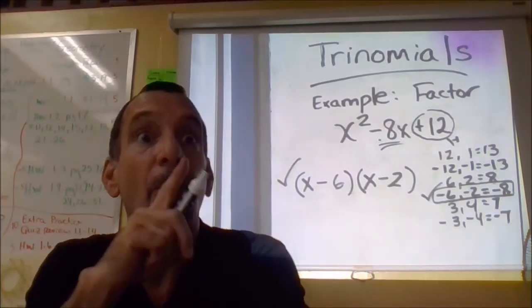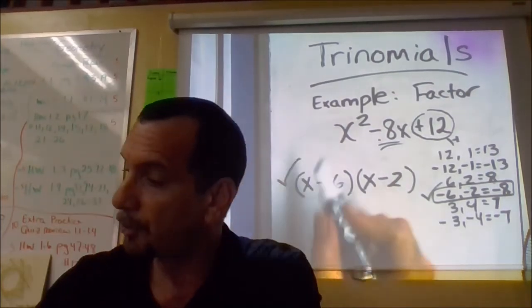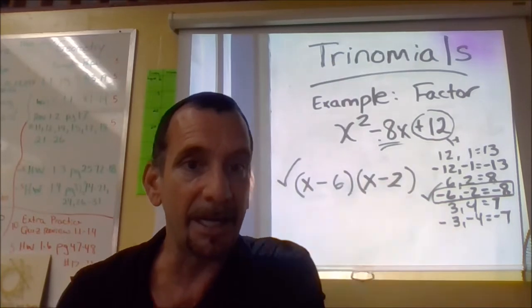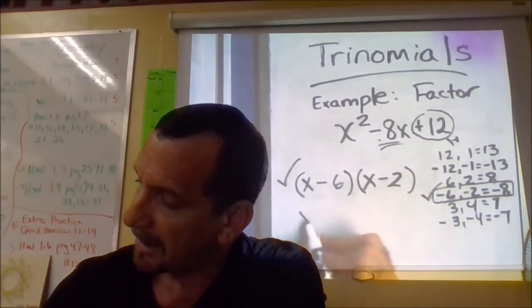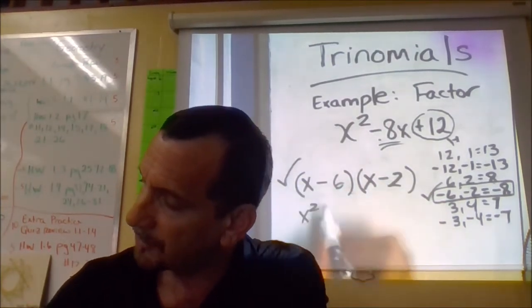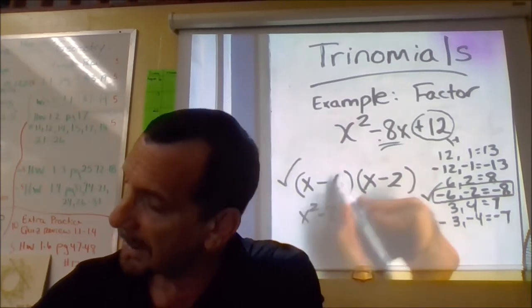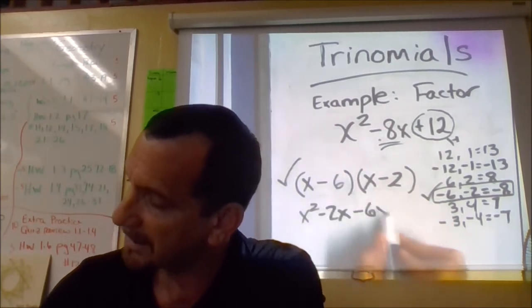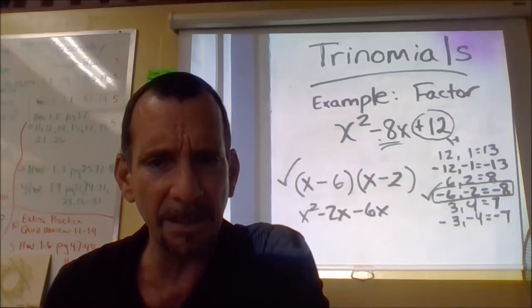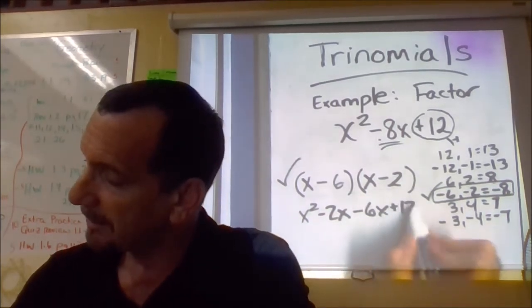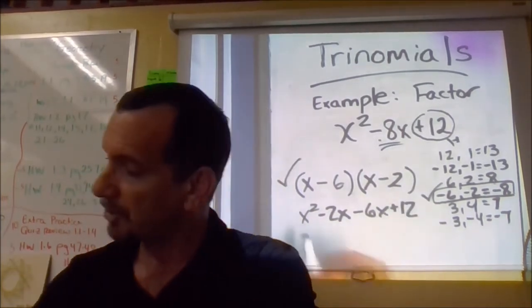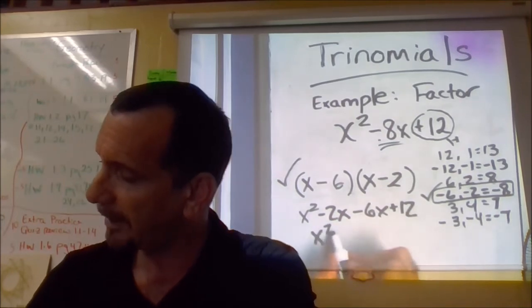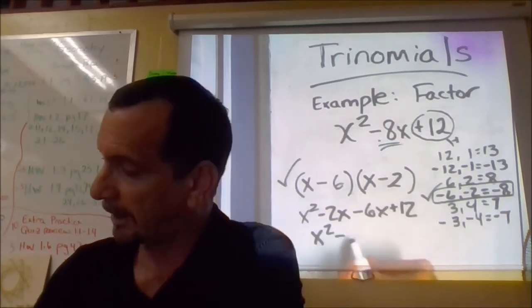Now you remember FOIL? FOIL, you could check your answers. What's x times x? X squared. What's x times negative 2? Minus 2x. What's negative 6 times x? Minus 6x. And what's a negative 6 times negative 2? Positive 12. So we're checking, we're just foiling, which I think you guys are pretty good at.